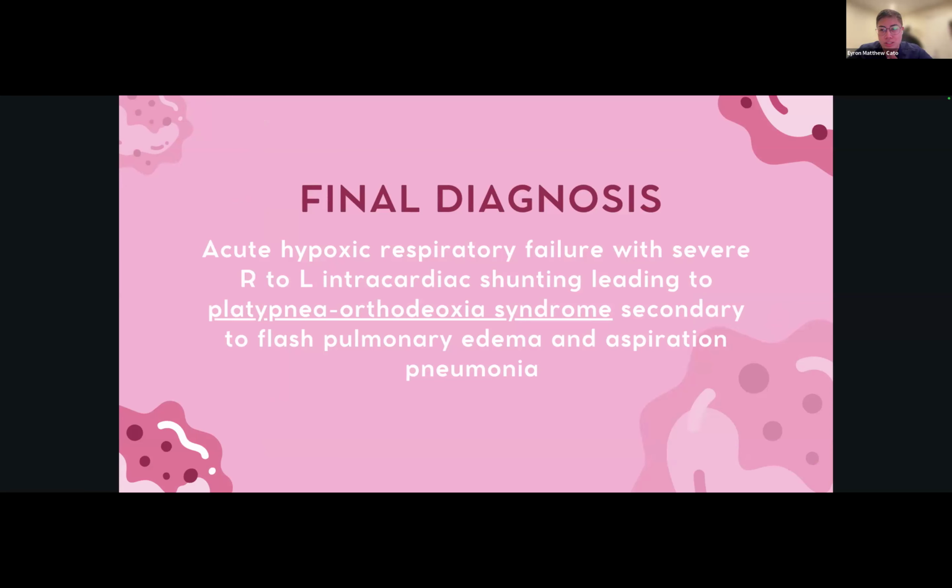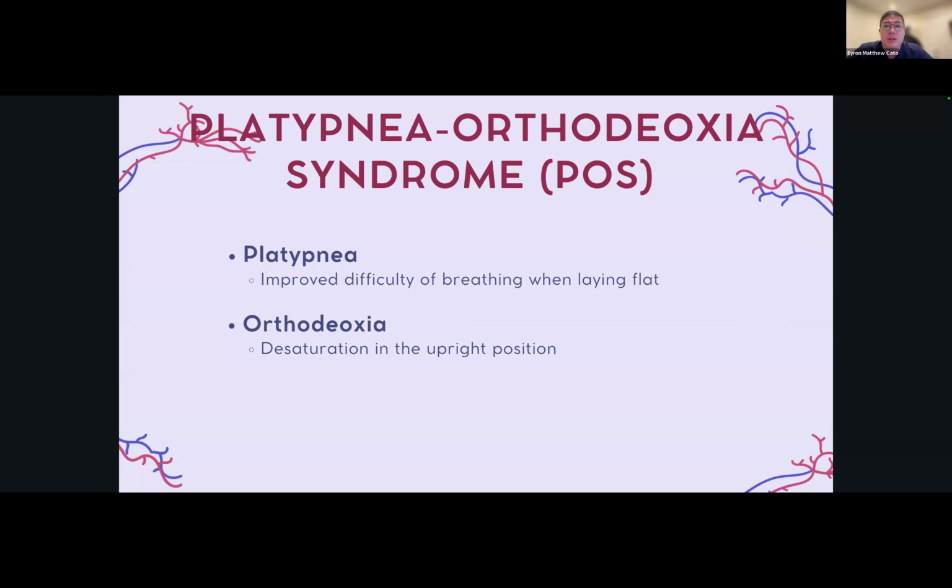So I know that's a very long diagnosis, so we can break this down and focus more on the platypnea orthodeoxia syndrome part. So to understand platypnea orthodeoxia syndrome, we first need to define what is platypnea and what is orthodeoxia. So platypnea refers to improved difficulty of breathing when laying flat. Orthodeoxia, on the other hand, refers to desaturation in the upright position. So together, these two define platypnea orthodeoxia syndrome, which is the opposite of what we typically expect in cardiopulmonary disease.